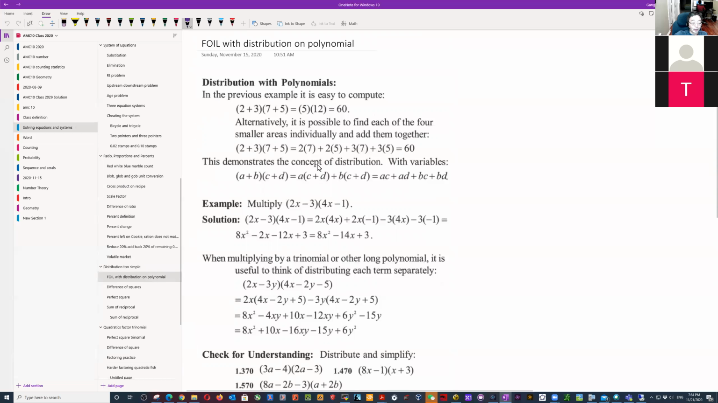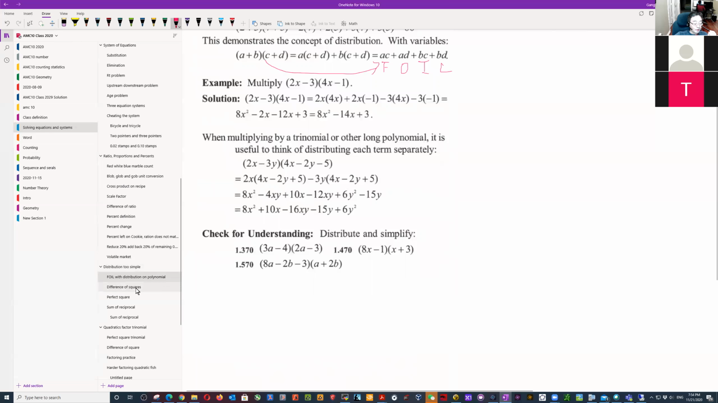FOIL is just if you have a binomial, multiply another binomial, you don't have to go through the middle step. You can go from here to here directly. This is first because A and C are the first terms. A and D is outer. B and C is the inner term product. This is the last term. You are able to FOIL it.